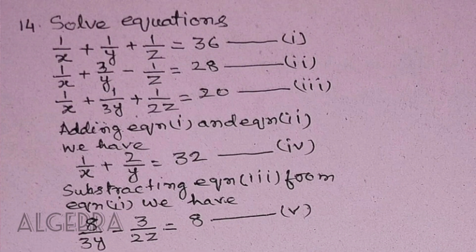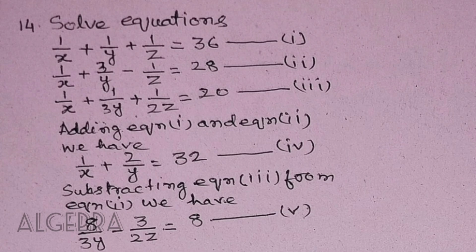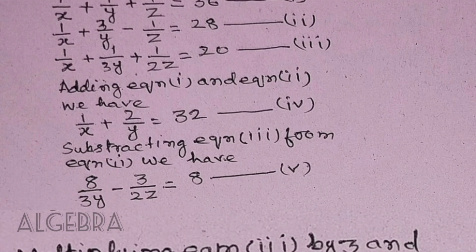14. Solve the equations: 1/x + 1/y + 1/z = 36, equation 1. 1/x + 3/y - 1/z = 28, equation 2. 1/x + 1/3y + 1/2z = 20, equation 3. Adding equation 1 and equation 2, we have 1/x + 2/y = 32, equation 4. Subtracting equation 3 from equation 2, we have 8/3y - 3/2z = 8, equation 5.